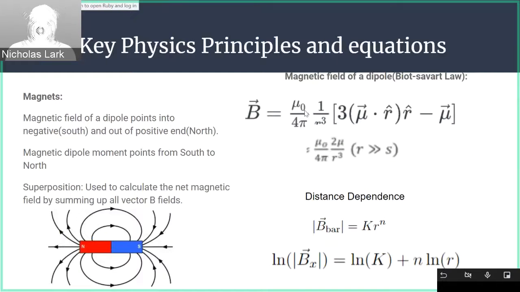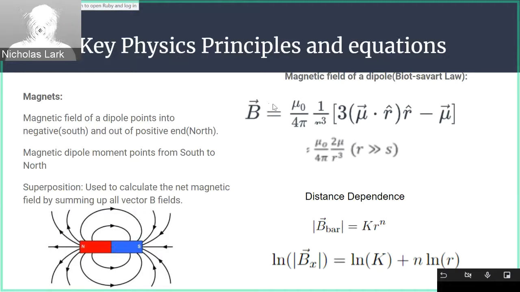Here are some key physics principles and equations. The magnetic field of a dipole points into the negative south end and out of the positive north end. The dipole moment points from the south to the north, and you're going to need to know about superposition in order to calculate the net magnetic field.